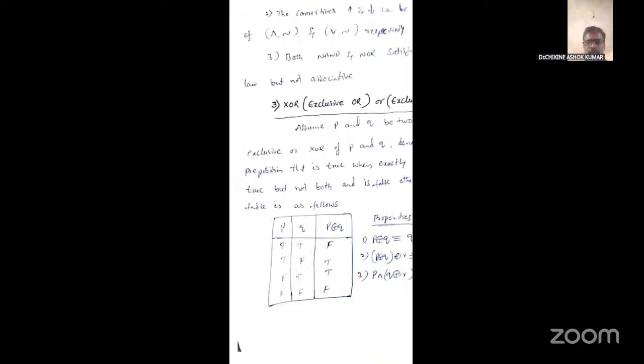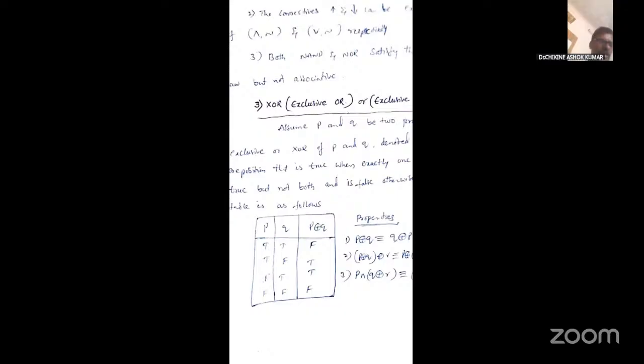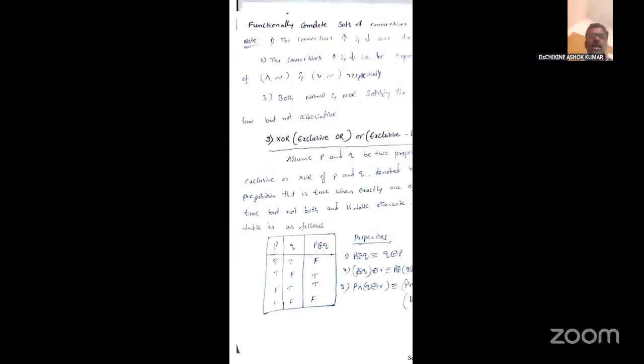Coming to the truth table: yes, TT, it is false. TF, T; FT, T. So what is the XOR table? It is quite the opposite of OR. TT, it is false. Both T, the result is false. Both false, the result is false. If any one of the propositions is true, then the resultant proposition P XOR Q will become true. Okay, these are the few principles.